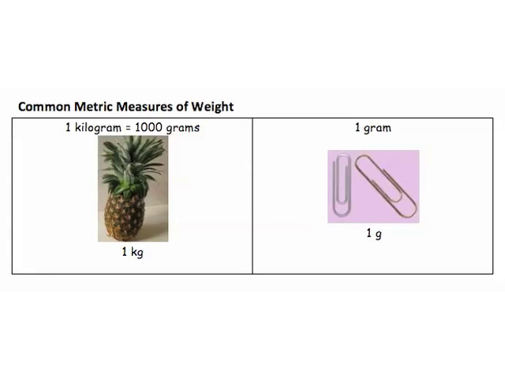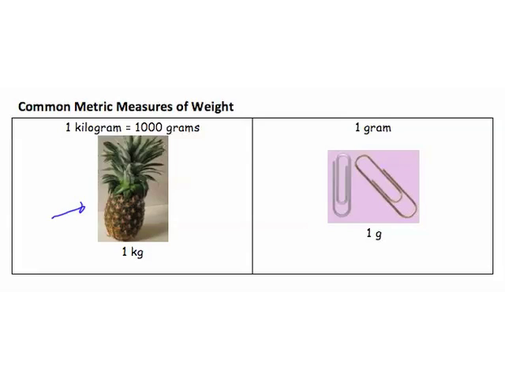Now let's take a look at some common metric measures of weight, so you can get an understanding of the relative size of these measures. A kilogram, which is 1,000 grams, is about the weight of a pineapple. In the metric system, when people are trying to gauge their own weight, they use kilograms, the way that we use pounds in the US system to take the weight of a person.